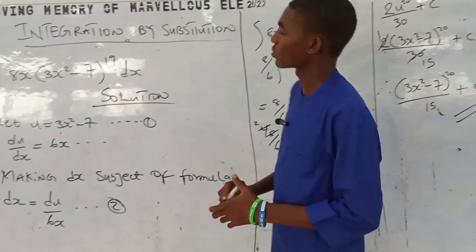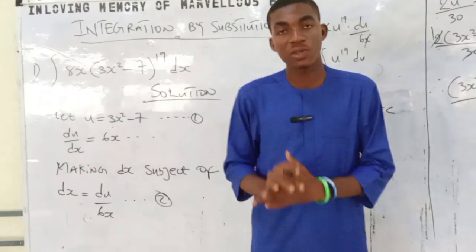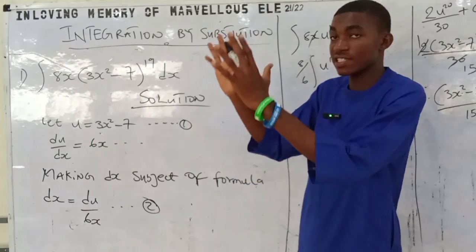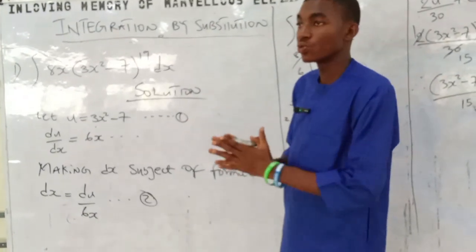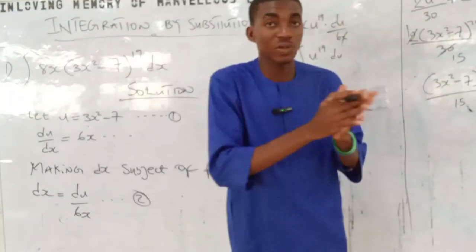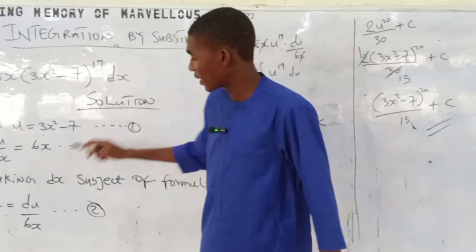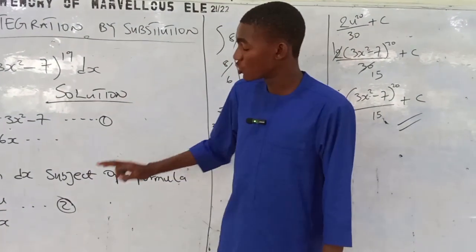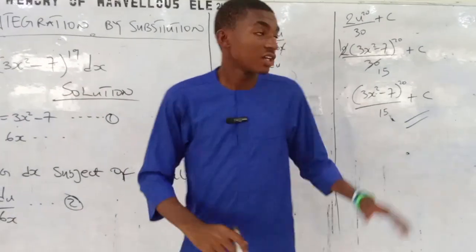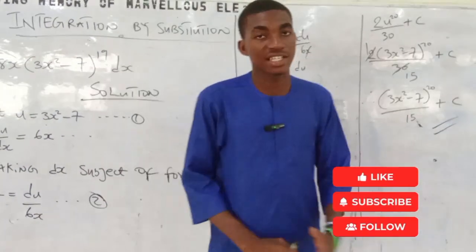This is how you integrate a function using your substitution method. You first of all take the one in your parentheses or brackets as your u. After that, you differentiate your u with respect to x. But there's the dx here, not the du, so you make dx the subject of the formula. You put it back in your equation, you integrate, and get your final answer.